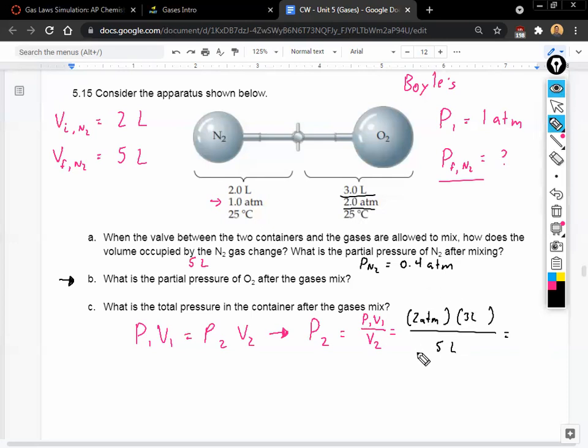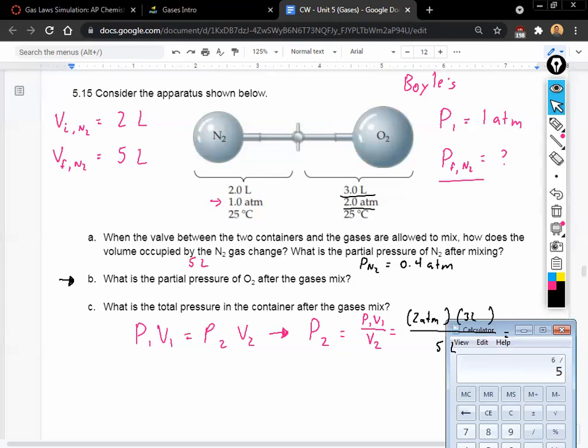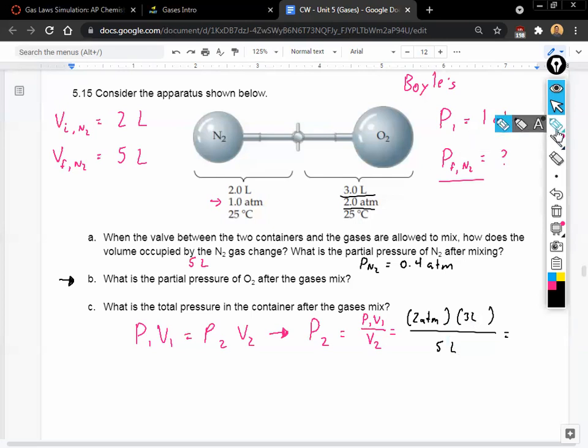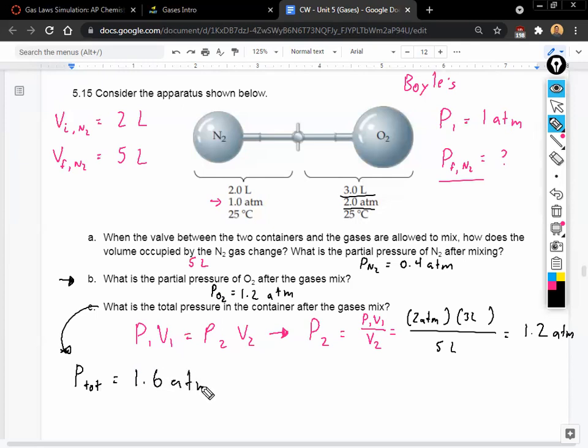Okay, so we have our equation. You just need to do 2 times 3, which is 6, divided by 5, which I'm not going to do in my head. So 6 divided by 5 is going to give you 1.2. So our partial pressure for oxygen is going to be 1.2 atm. Pretty simple. And then for the total pressure, all we need to do is add them together. So 0.4 plus 1.2. The total pressure is going to be equal to 1.6 atm.